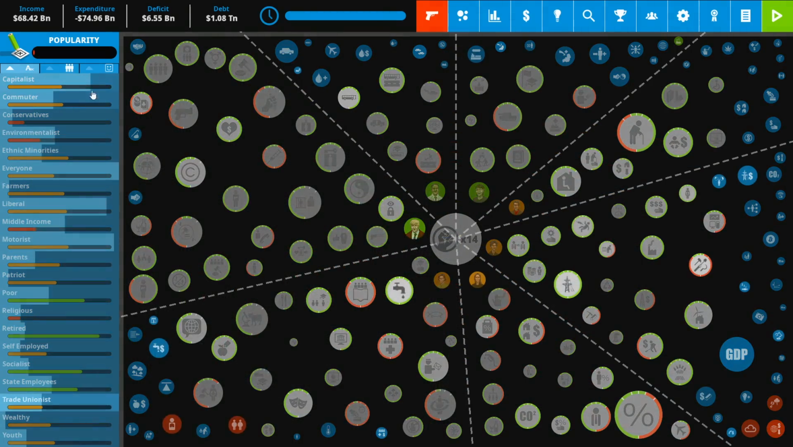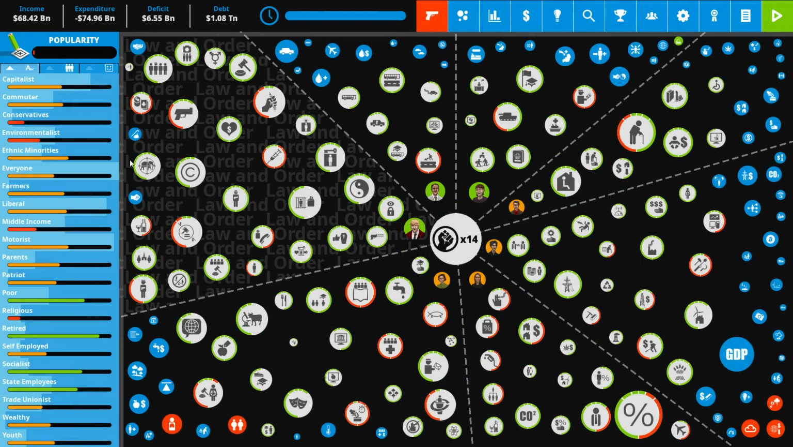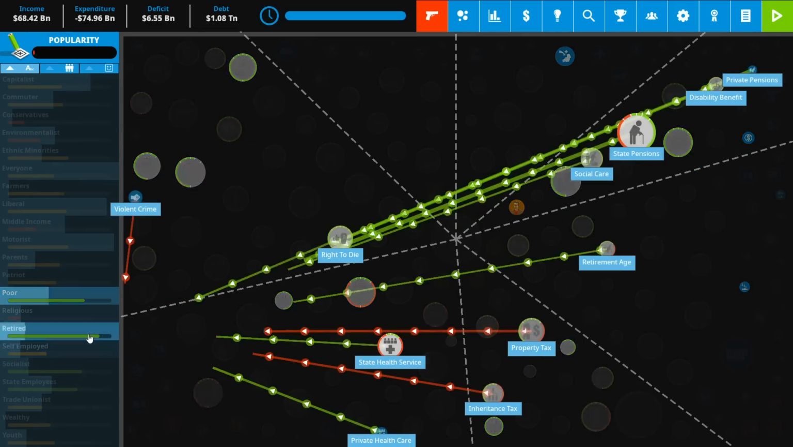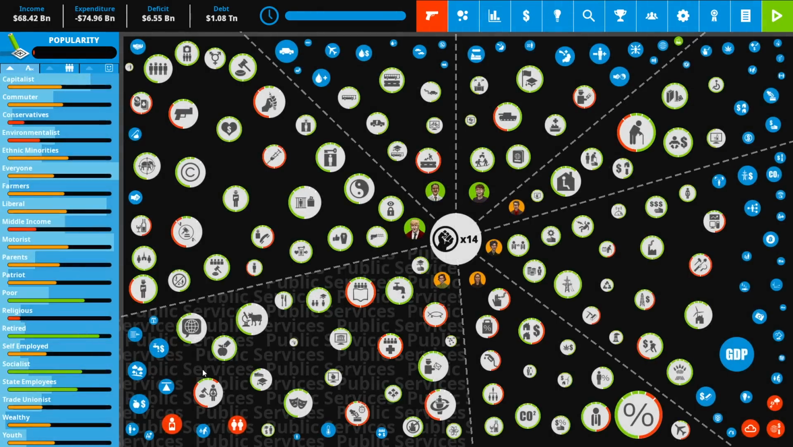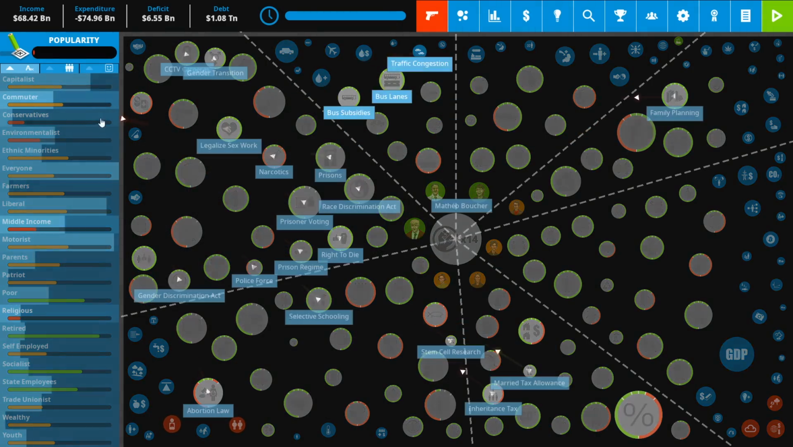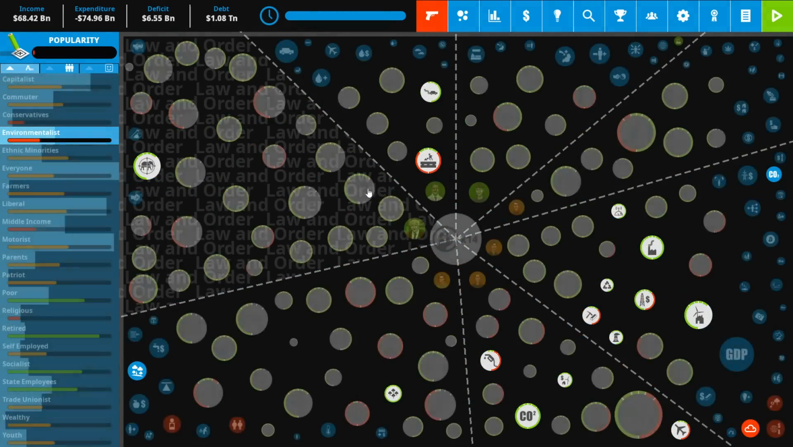Over here is the popularity with various voting groups. The colored bar is how popular we are. So the poor approve of us fairly decently, retirees as well, they're keen. Socialists and state employees are all fairly happy with us and will probably vote for us. Whereas the religious people, the middle income, the conservatives, and even the environmentalists are a little bit cranky.